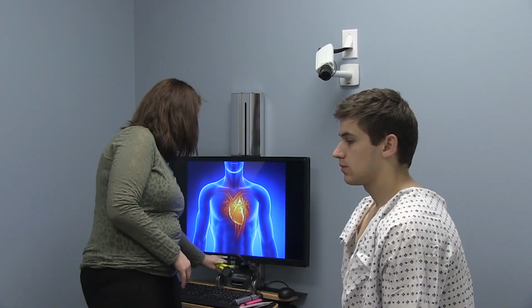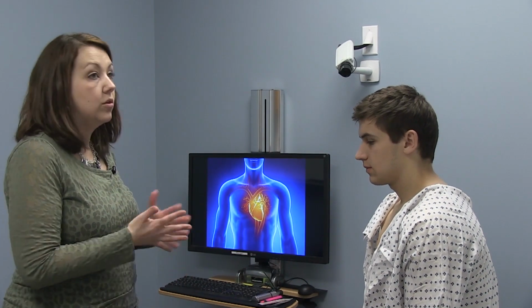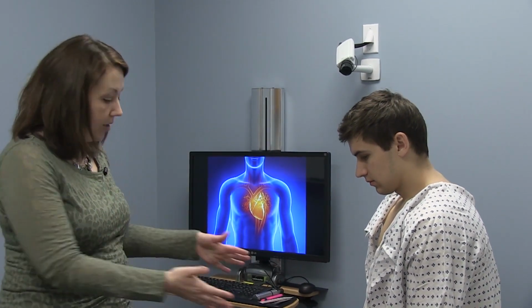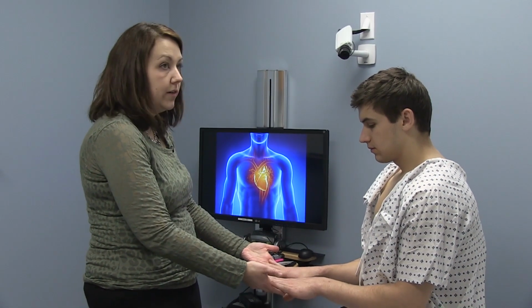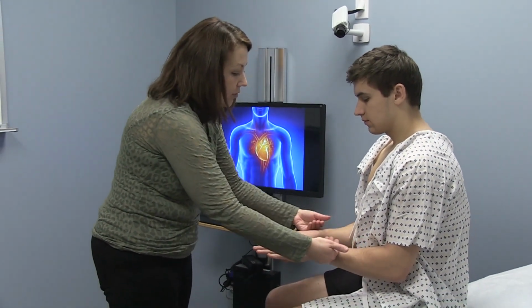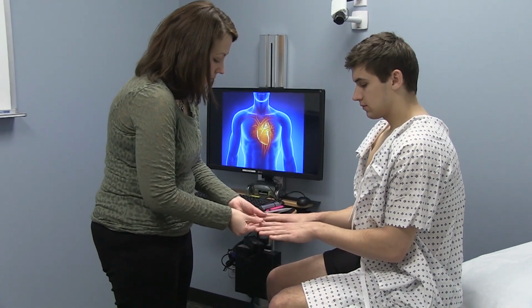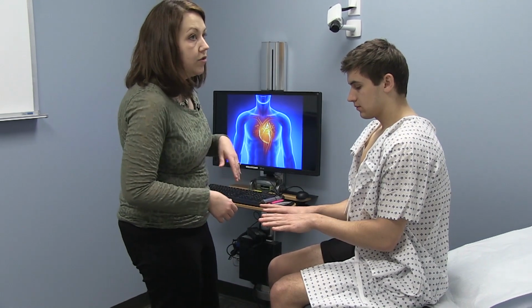Next, what we'll do is go ahead and inspect the upper extremities. We're looking at the arms for the color. We're looking for any hair loss. I'm going to look at your nails for any splinter hemorrhages that might be there, any discoloration. I'm going to palpate for temperature and texture. I'm also going to palpate for capillary refill as well. And then I'm going to check some pulses.